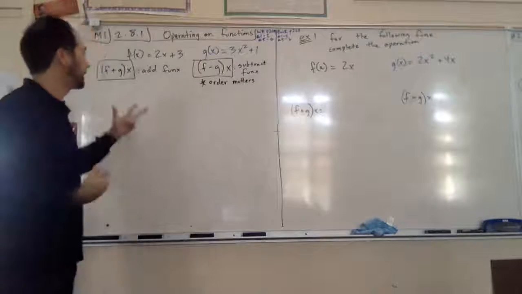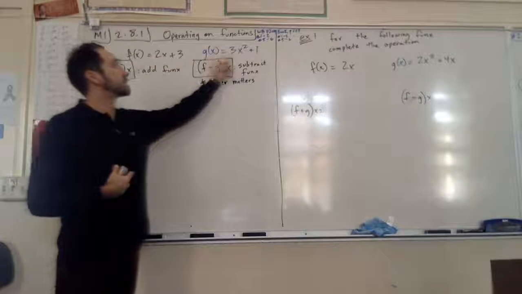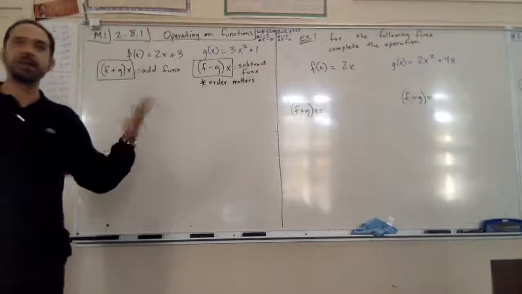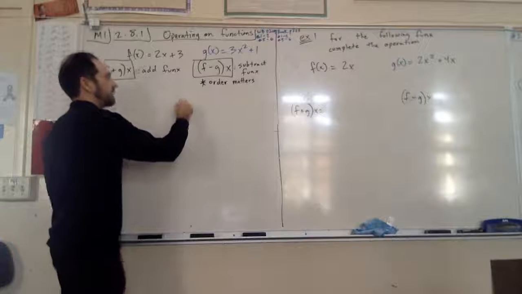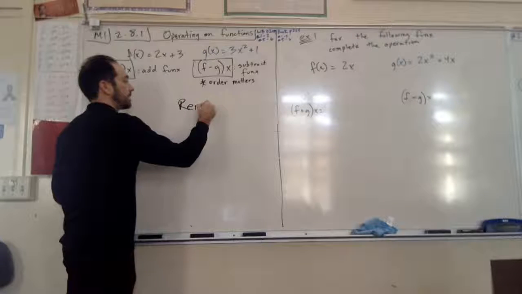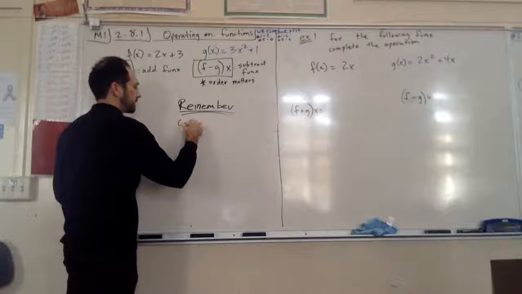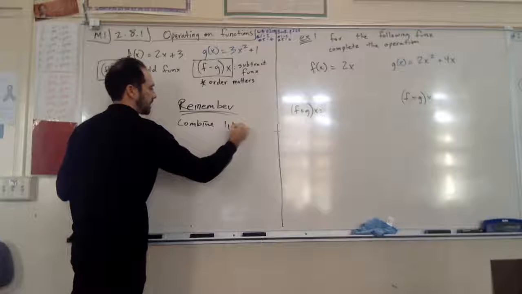When our functions are a little more complicated, here it's a linear equation, 2x plus 3. Here it's 3x squared plus 1. You have a little bit more to deal with, but the main thing, like prerequisite skills, so this is a remember, write this down somewhere. Remember that we can combine like terms. Okay?